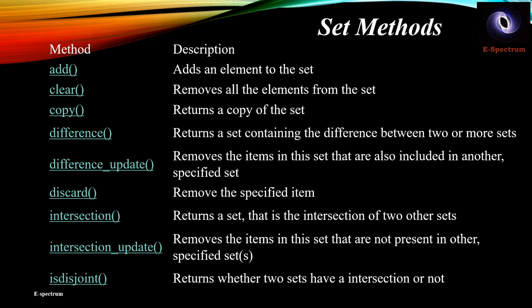Let's see how the set can be updated. The different methods which are supported in Python for sets are add, clear, copy, difference, difference update, discard, intersection, isdisjoint, etc. They work with the sets themselves. Add means adding some elements. Clear removes all the elements from the set. Copy makes a copy. Discard removes the specified element. Intersection returns the common elements, if at all, in the sets.